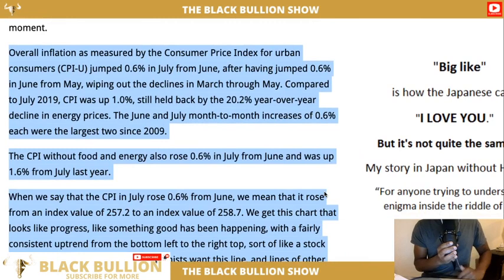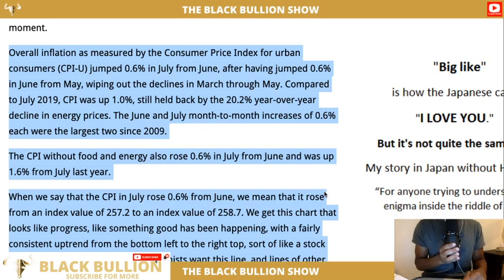And I'll begin. Overall inflation, as measured by the Consumer Price Index for urban consumers, jumped 0.6% in July from June, after having jumped 0.6% in June from May, wiping out the declines in March through May. Compared to July 2019, CPI was up 1.0%, still held back by the 20.2% year-over-year decline in energy prices. The June and July month-to-month increases of 0.6% each were the largest two since 2009.